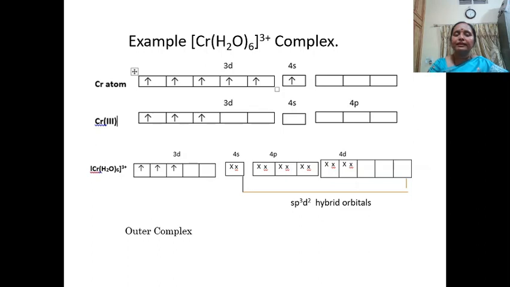So we have studied the inner and outer complexes with coordination number 6 for chromium atom.